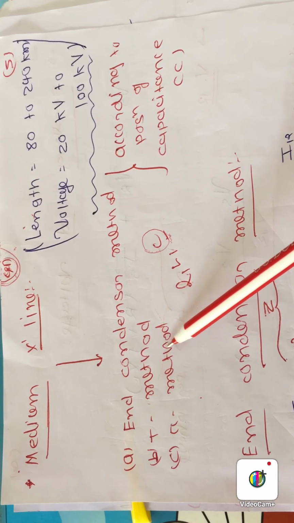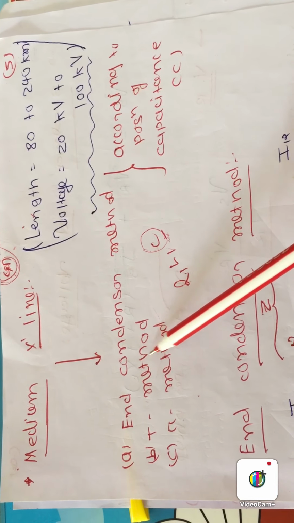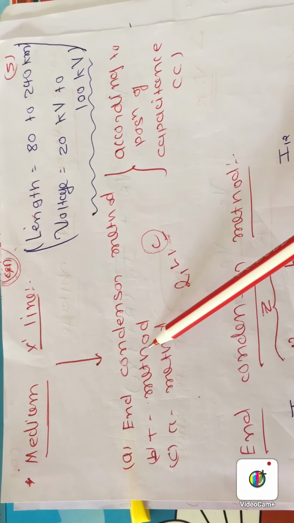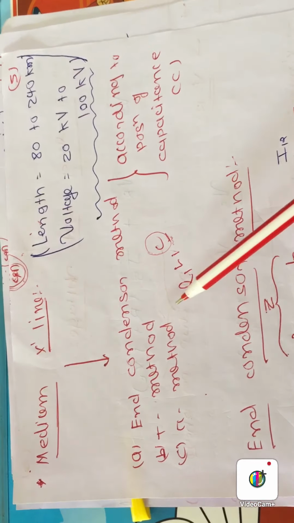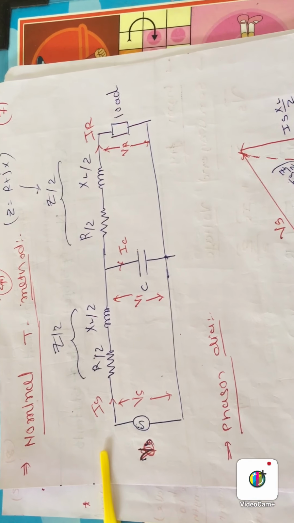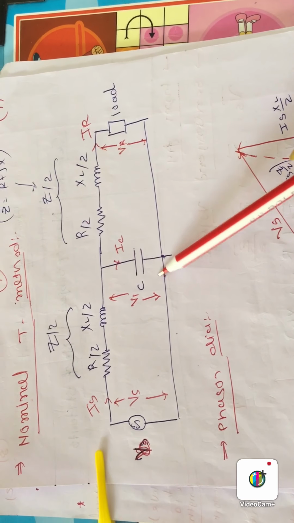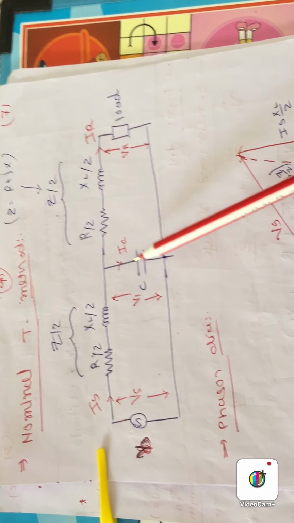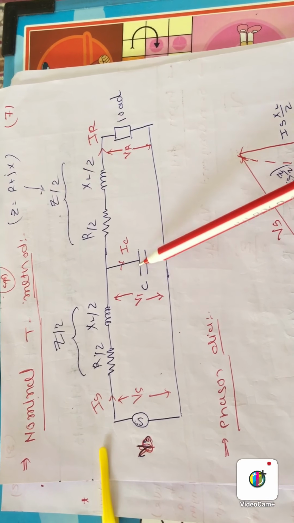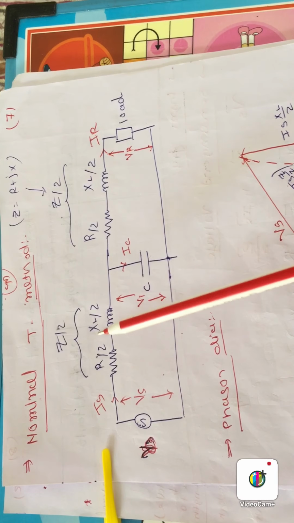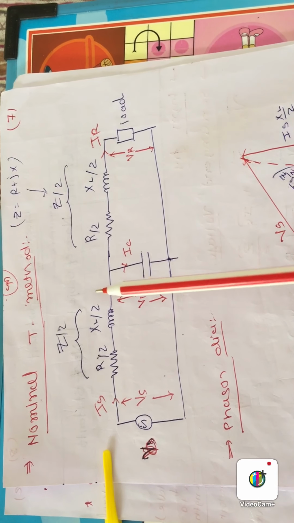First of all we will study the T method, then we will study end condenser and then pi. Here you can see the T method network for a medium transmission line. This is different from the short transmission line, because in the short transmission line this component is not available, and only the series connection of R and XL represents the short transmission line.